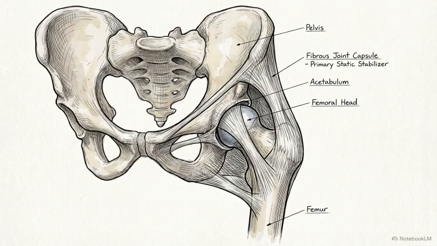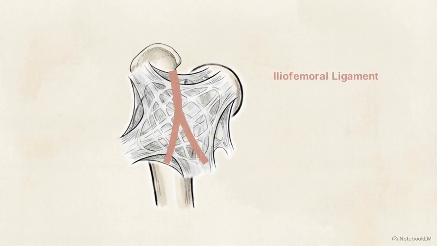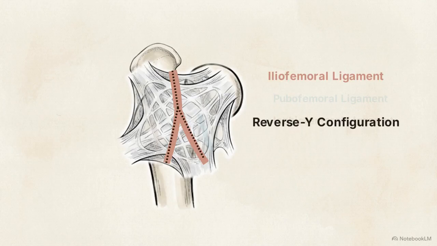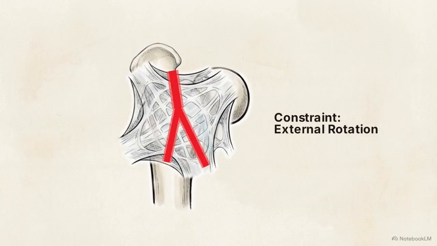Beyond the labrum, the capsule acts as a massive static stabilizer. It is composed of longitudinal fibers reinforced by three main ligaments: the iliofemoral, pubofemoral, and ischiofemoral. The iliofemoral ligament is the strongest of the three. It forms a reverse Y configuration that heavily restricts the joint, preventing hyperextension and limiting external rotation.